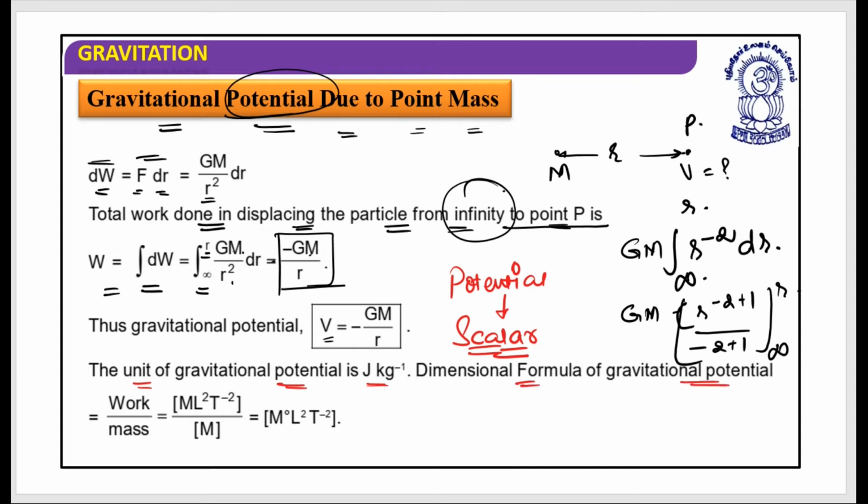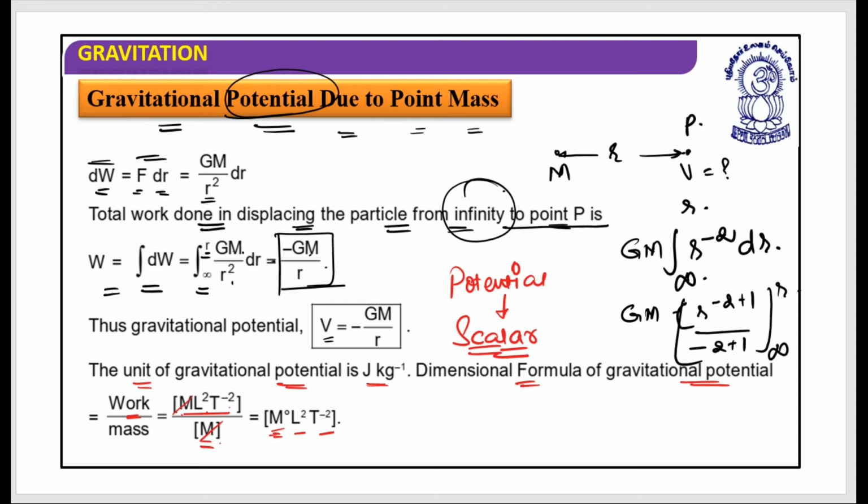And the dimensional formula of gravitational potential: work done is kg meter square per second square. This is M1 L2 T minus 2, divided by mass, this is kg. So this and this have gone, so this is M0, no dependence on mass, into L2 into T minus 2. Yes, it's meter square per second square if I check it dimensionally. I hope this is clear.